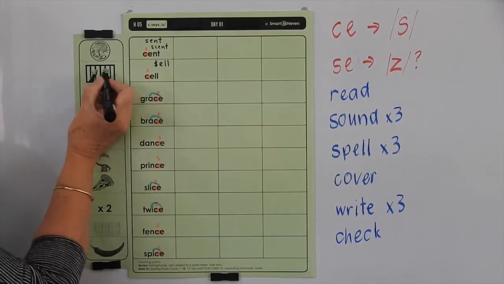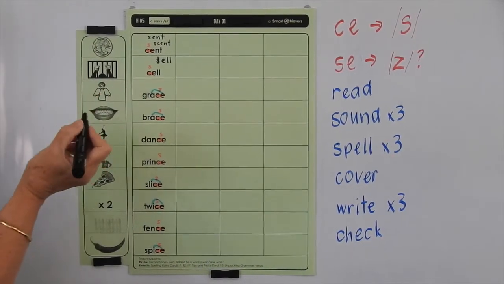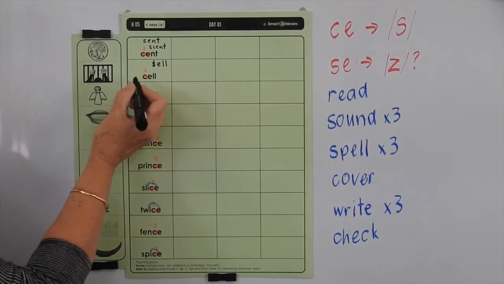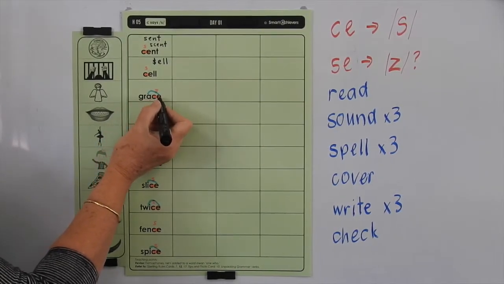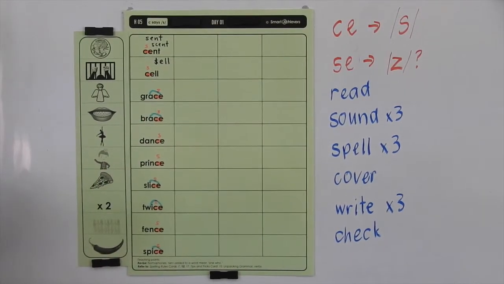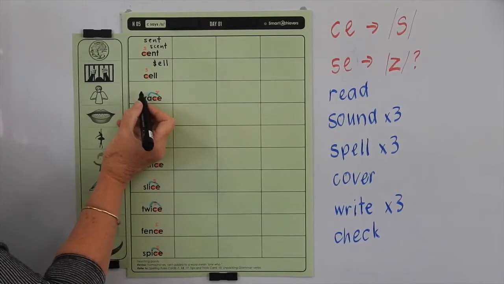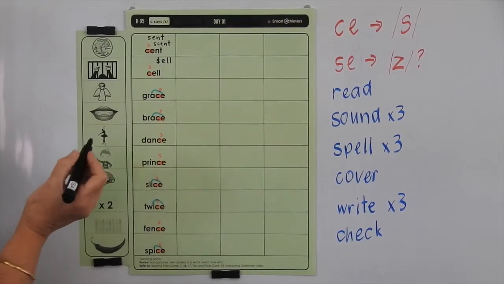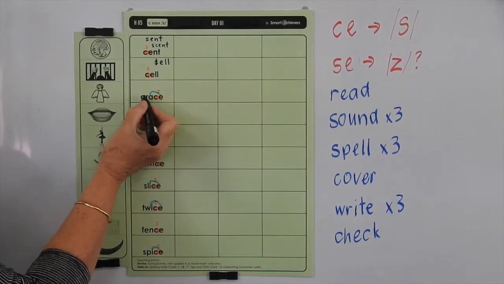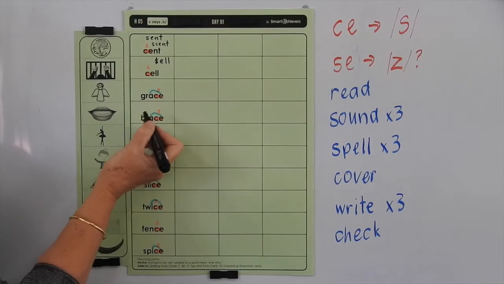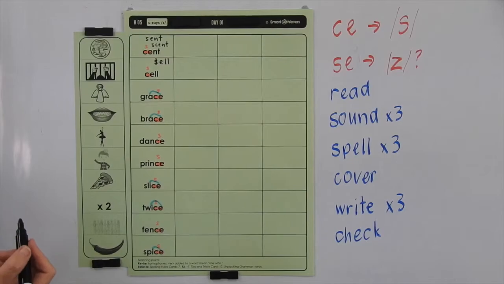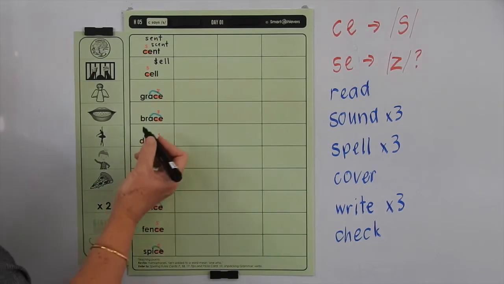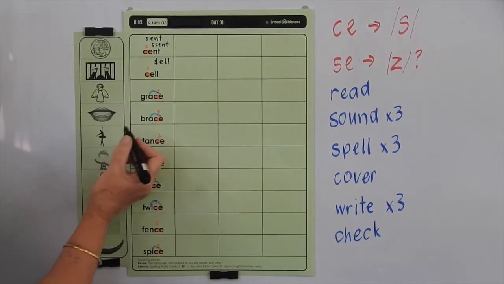This cell could be like a prison cell, or it could be one of the cells in your skin or in your body that make up the parts of your body. Grace, some people say a little prayer or thanks before a meal, which is called grace. Grace could be a person's name, but if it was, we would give it a capital letter. And it could also mean to move smoothly or effortlessly. So you'll see ballerinas will dance beautifully with a lot of grace. So moving very smoothly or effortlessly. It seems effortless, but it's usually very, very hard.